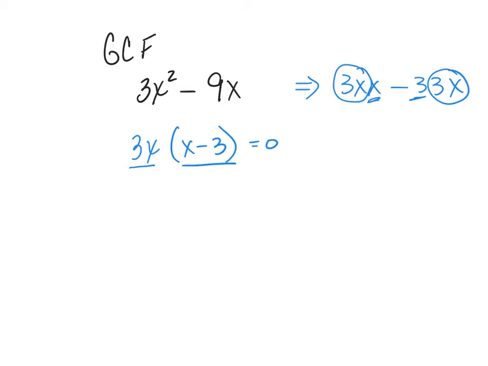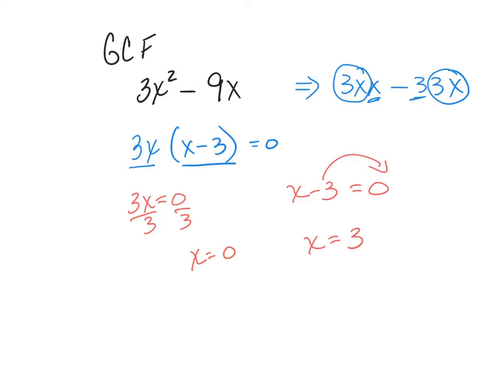In order for two things multiplied together to give you a 0, one of them has to be a 0. There's no way to get a 0 unless one's a 0. So what we're going to do is say, okay, well, 3x might be equal to 0, or x minus 3 might be equal to 0. You got it? And now we just divide by 3, and x would equal 0. And here we add 3 to this side, x would equal 3.